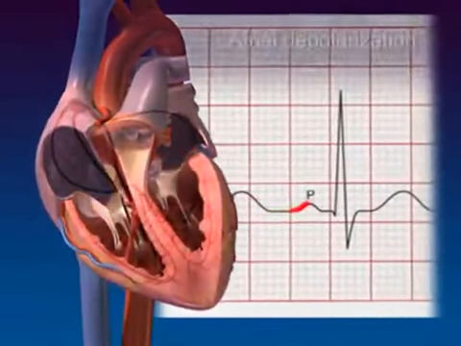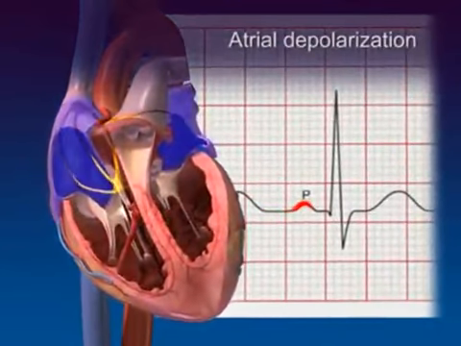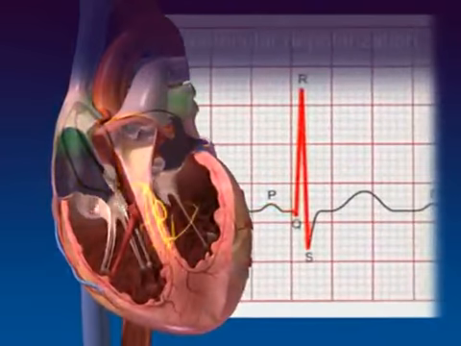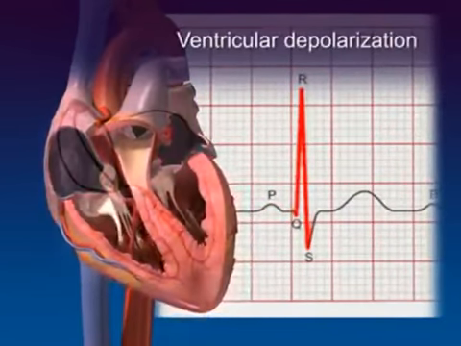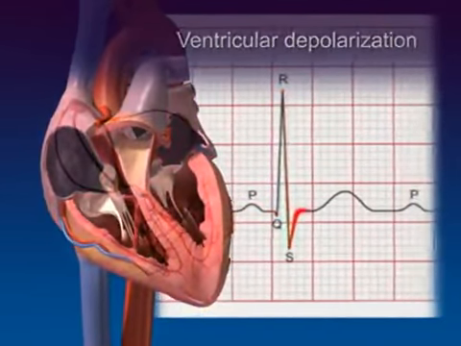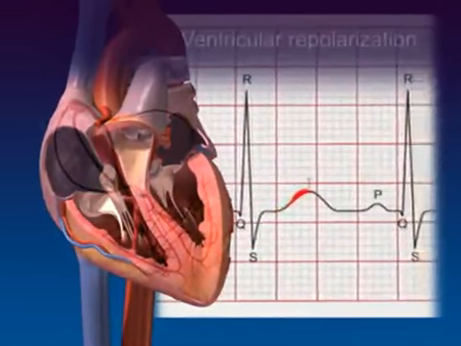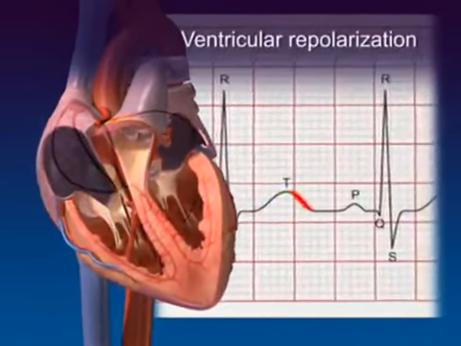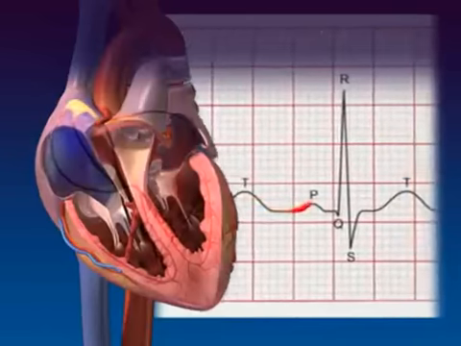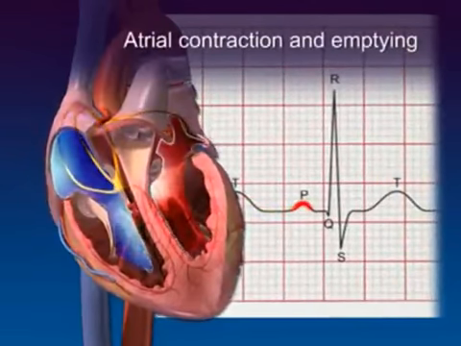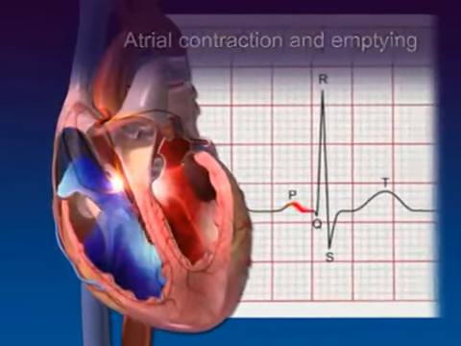The P wave corresponds to atrial depolarization. The QRS complex appears with ventricular depolarization. The T wave represents ventricular repolarization. The P wave initiates atrial contraction, which completes ventricular filling.